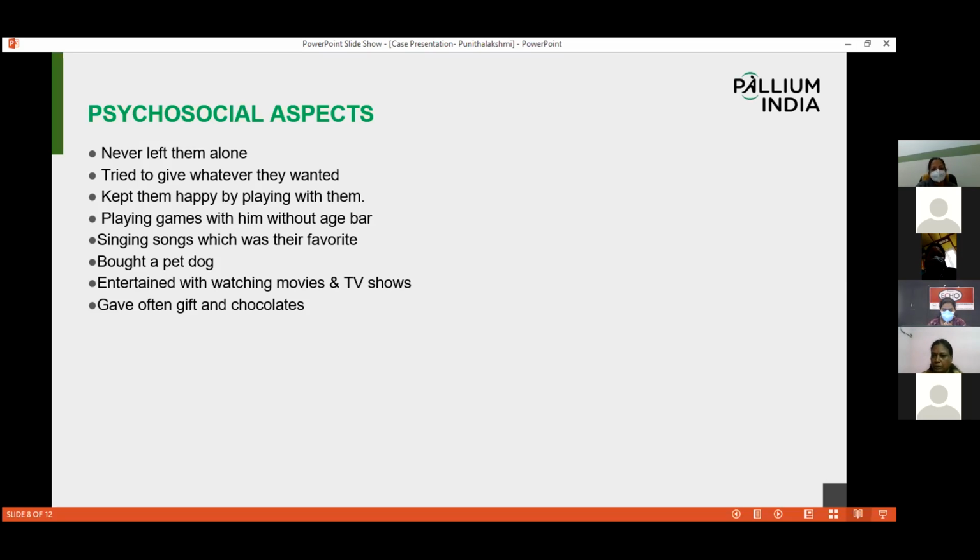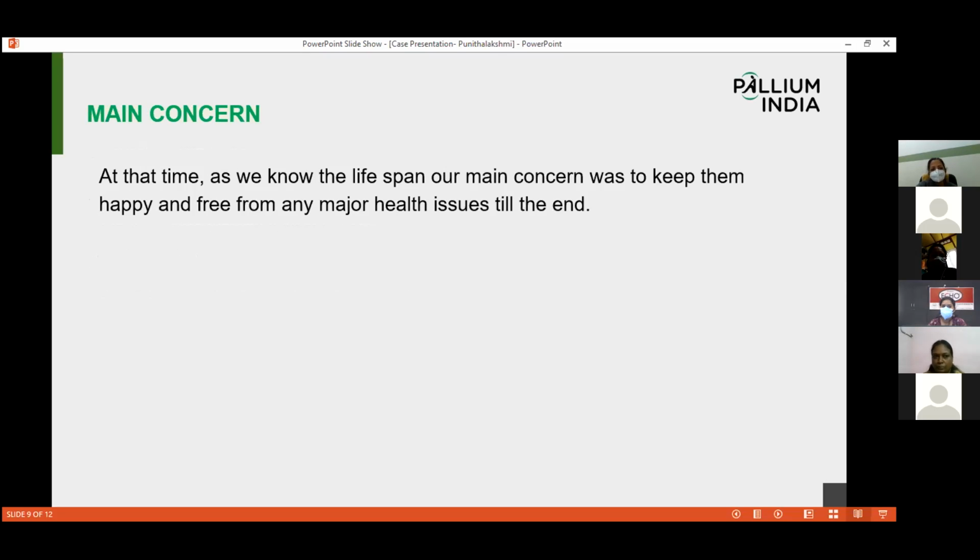Everybody started playing with them, because one would be lying down and one would be sitting in the corner with the support of pillows. We sang their favorite songs, bought a pet to play with them, entertained them with movies and TV shows, and often gave gifts and chocolates to keep them happy. Knowing their lifespan, our main concern was to keep them happy and free from any other major issues till the end. So we concentrated on that.